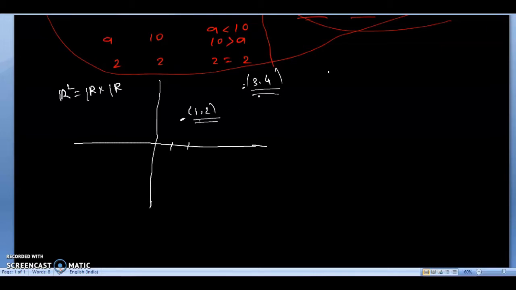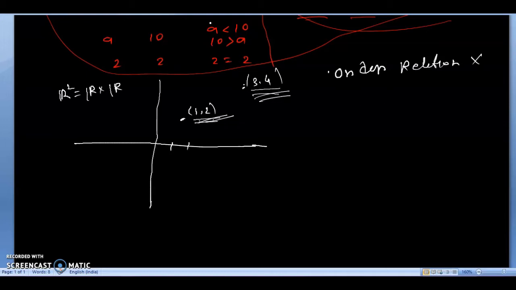You can't compare two points. That means here the order relation doesn't hold. They are not even equal, because we know two points are equal only when their x coordinates and y coordinates are equal. But here the x coordinates and y coordinates are different, so these two points are not equal.